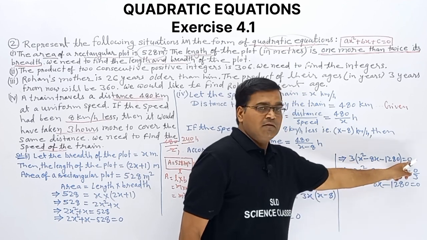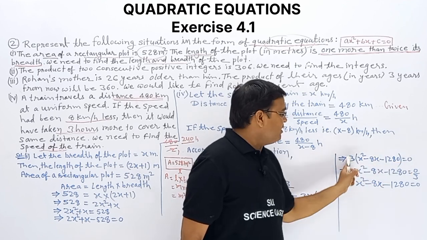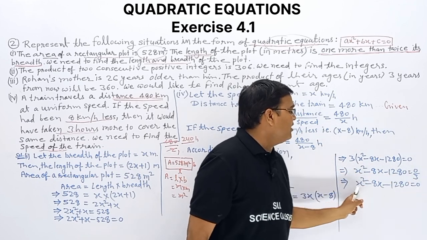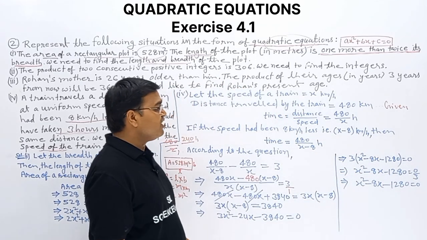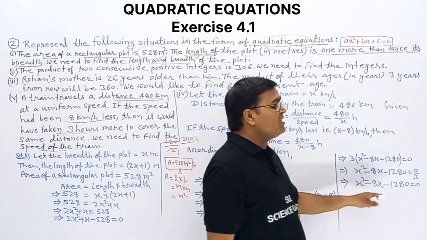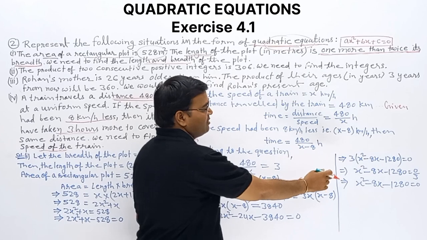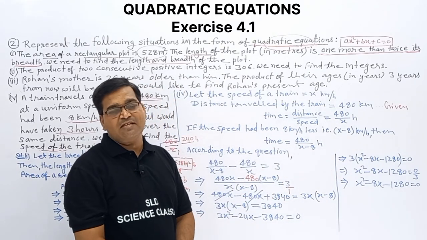So we will, where? In the denominator. And solve this one. This will be 0 and finally we are getting this one. So this is what? This is the quadratic equation. So this is the answer of this question.